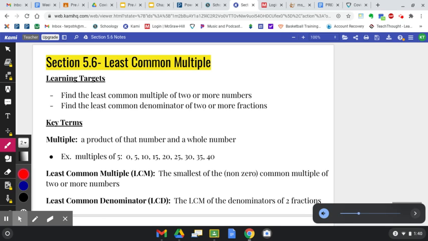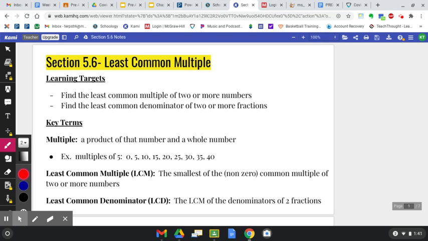All right, section 5.6, where we get into the least common multiple. And this concept will be used in section 5.7 when we add fractions and subtract fractions with unlike denominators. Least common multiple is also referred to as LCM.